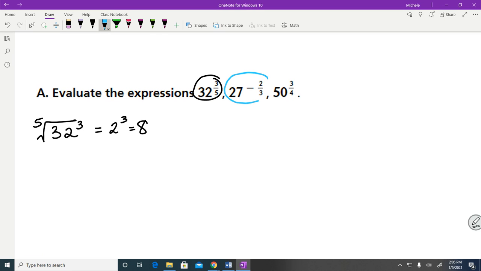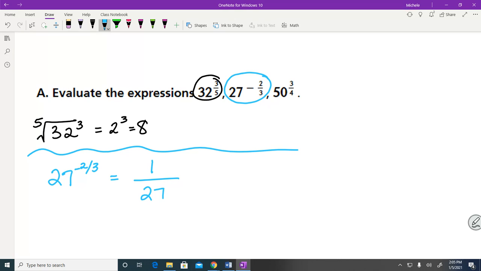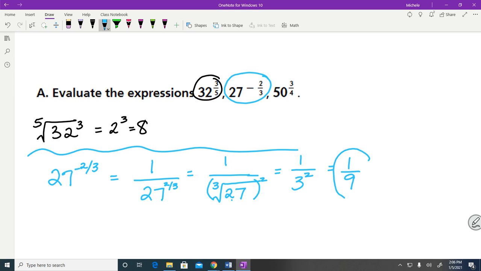Perfect. All right, 27 to the negative 2/3. Reminder from Algebra 1, whenever you have something to a negative exponent, negative exponents mean division. So this is the same as 1 over 27 to the positive 2/3. So that's the same as 1 over the cubed root of 27 squared. Now I know what the cubed root of 27 is, so I'm going to take the cubed root of 27 first, and then I'm going to square that result. So the cubed root of 27 is 3, and 3 squared is 9, so this is equal to 1/9.